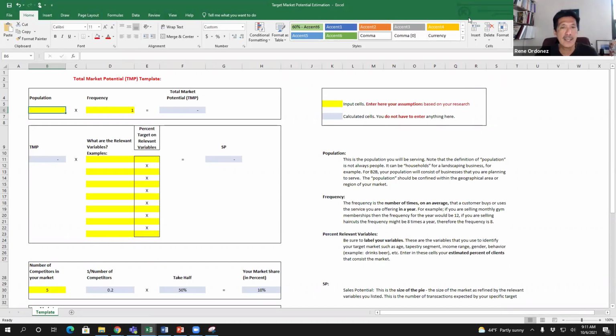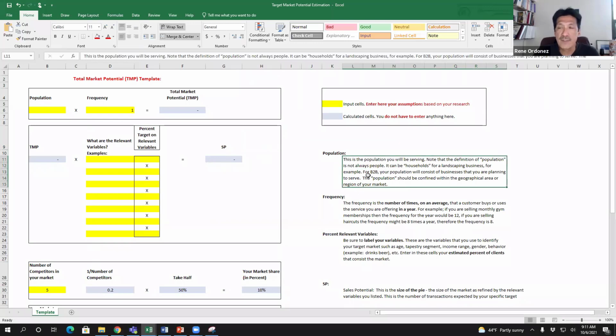Okay, so this is the template, and you'll see yellow cells as well as gray cells. The yellow cells are your input cells. These are where you enter your assumptions. And then the cells that are in blue, there are formulas there that will calculate items for you.